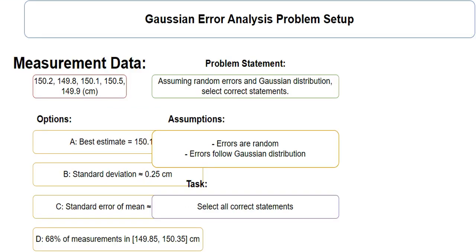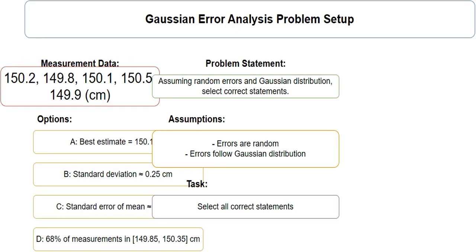Here's the data set. 5 measurements of the table's length are provided. These values form the basis for all subsequent calculations. Each measurement is subject to random error, which is a key assumption for applying Gaussian error analysis. These are the specific measured values in centimeters. The variability among these values reflects the presence of random errors. These are used to estimate the best estimate of the table length.